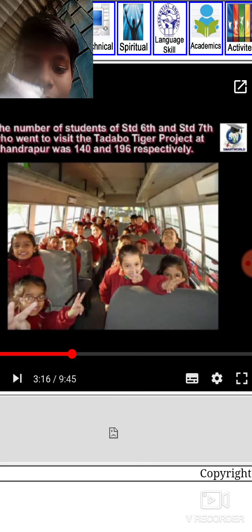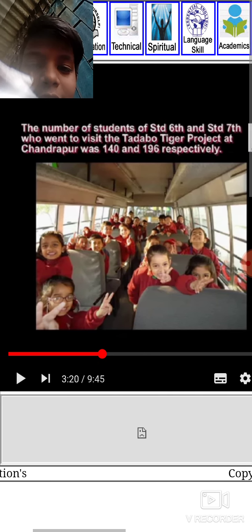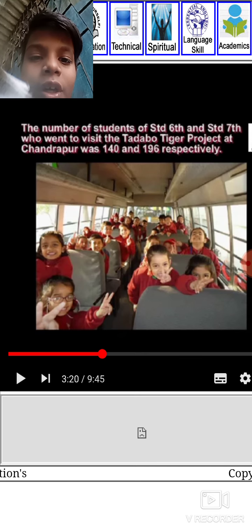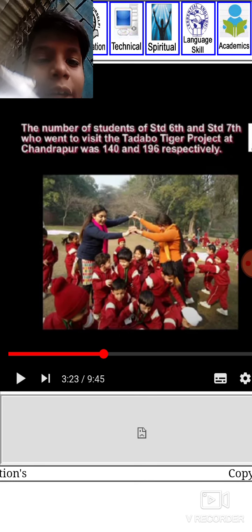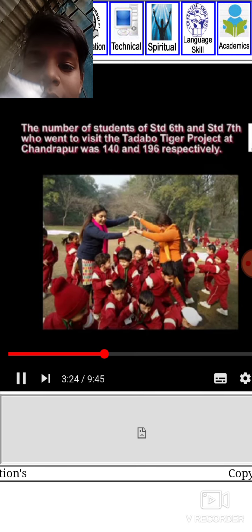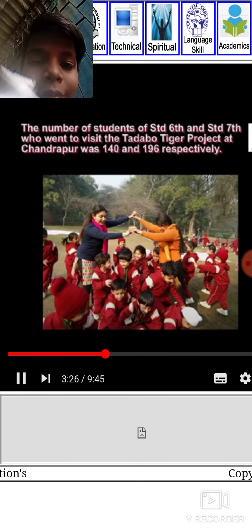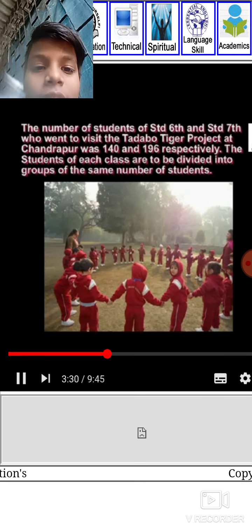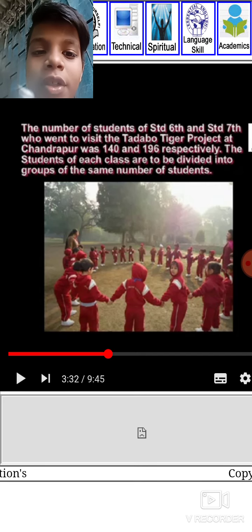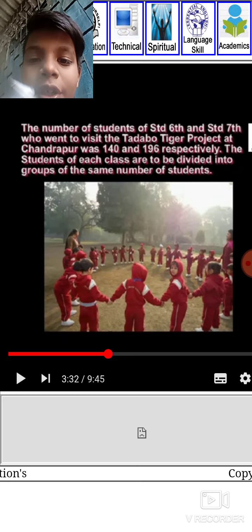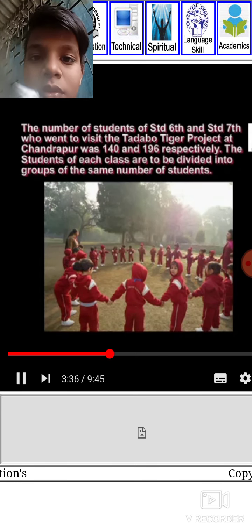Next, the number of students of standard 6 and standard 7 who went to visit the Tadoba Tiger Project at Chandrapur was 140 and 196 respectively. The students of each class are to be divided into groups of the same number of students.